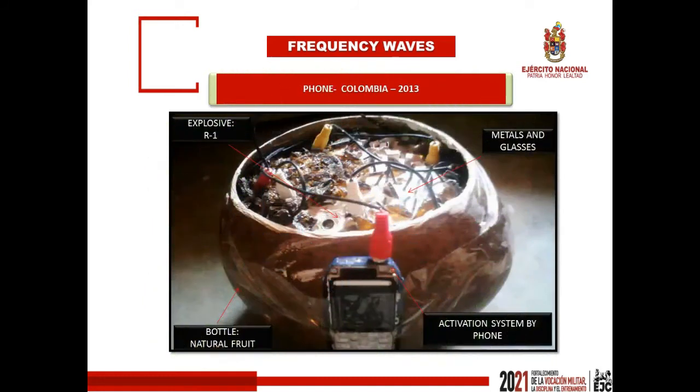This is an example of one phone in Colombia in 2013. The bottle is a natural fluid, is in wood, made in wood. The activation system is by phone, connected with some cables, some wires. The explosive was R1, and this artifact contained many metals and glasses finally to cause the injuries of the victim.